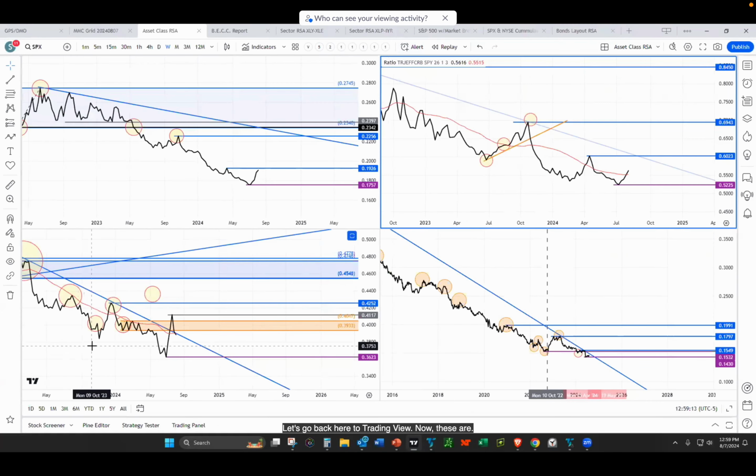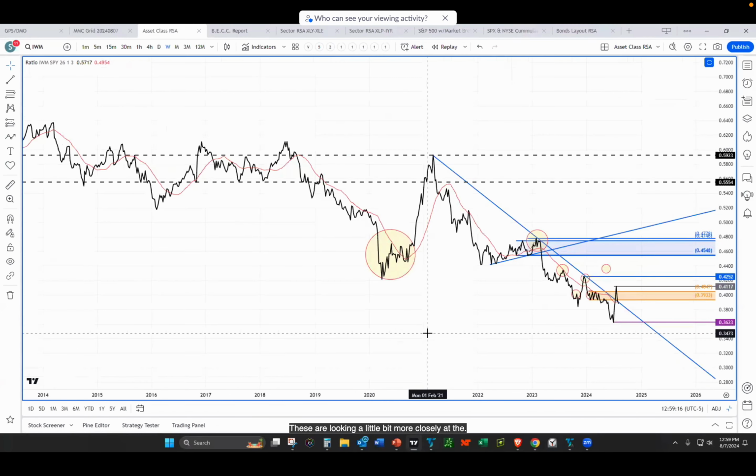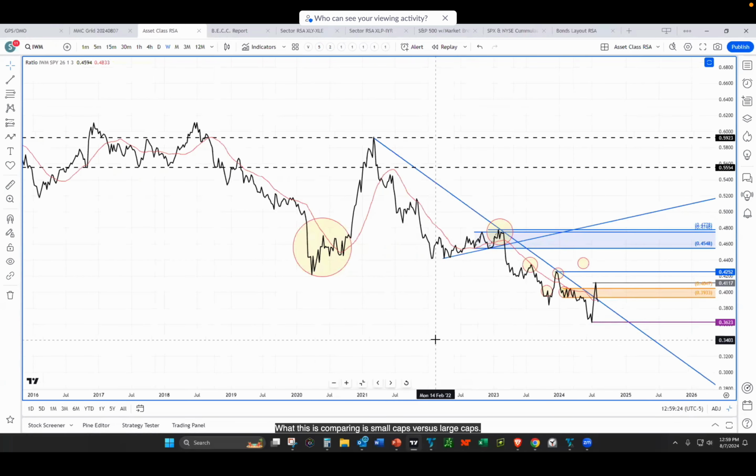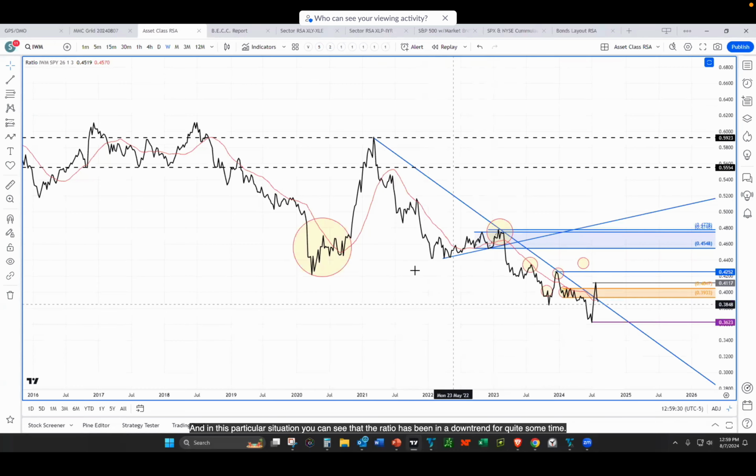Okay, so taking a look at the next item here on the list, let's go back to TradingView. Now these are looking a little bit more closely at the internals of the equity side of things, if you will. What this is comparing is small cap stocks versus large cap stocks. And in this particular situation, you can see that the ratio has been in a downtrend for quite some time, which indicates that small caps have been underperforming large caps.